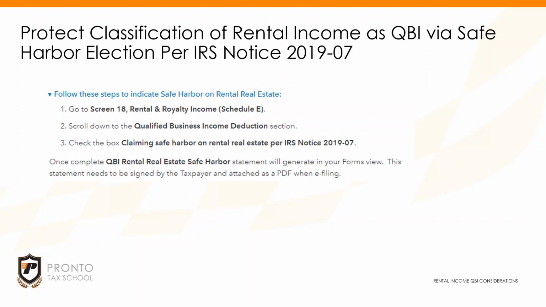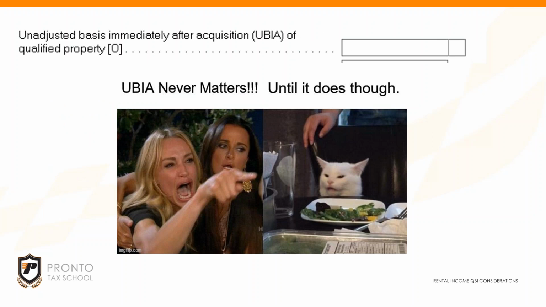You can read more about that in IRS Notice 2019-07. It's not actually required that you do this, but it is an extra step that you can take, saying that the taxpayer spent a certain amount of hours per year on the activity, and they have separate books and records and other things that will really prove that the taxpayer has a trade or business in their rental real estate. So that's an option as well on the tax return.